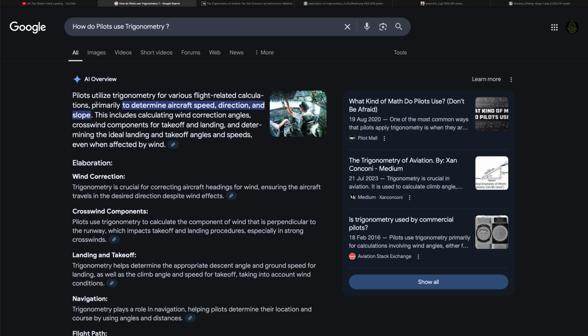Pilots utilize trigonometry for various flight-related calculations, primarily to determine aircraft speed, direction, and slope. This includes calculating wind correction angles, crosswind components for takeoff and landing, and determining the ideal landing and takeoff angles and speeds, even when affected by wind.